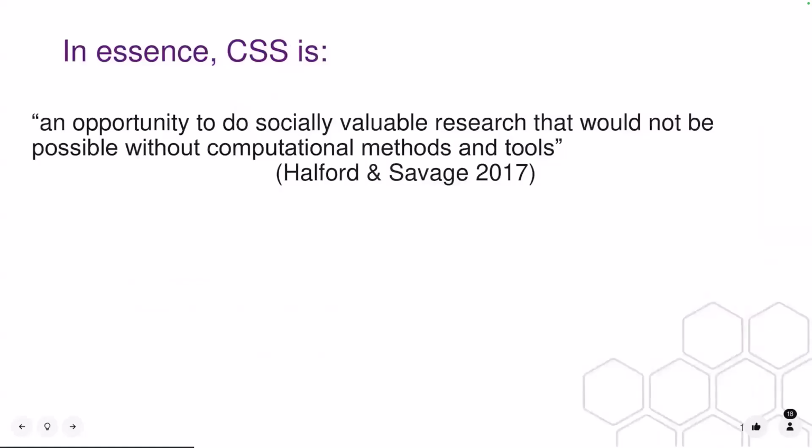So yeah, and just a little nice quote here. So in essence, CSS is an opportunity to do socially valuable research that would not be possible without computational methods and tools. So by this, I mean that we couldn't, for example, manually scan years of police recorded statistics to try and understand how crime rates have changed over the last 10 years. This physically wouldn't be possible to do manually, or at least it would take an extraordinary amount of time.